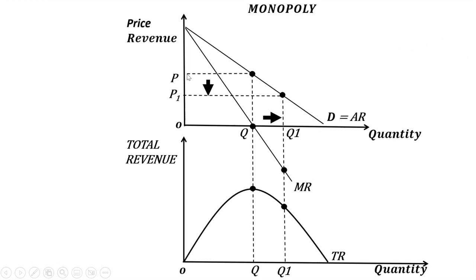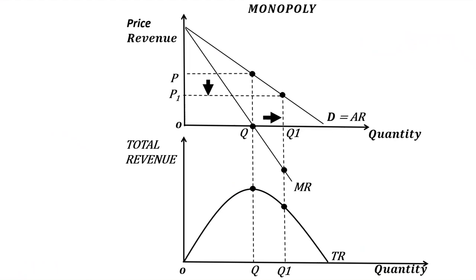When the price decreases from P to P1, the quantity supplied on the market will increase from Q to Q1. There you can see it increases from Q to Q1. But the total revenue of the monopolist will decrease. So what is the effect? When the price decreases, the quantity supplied on the market will increase.